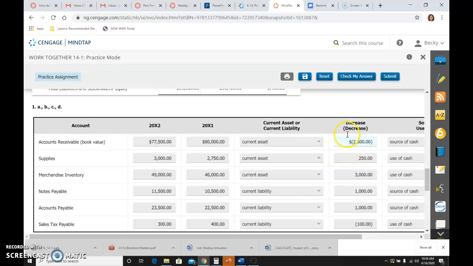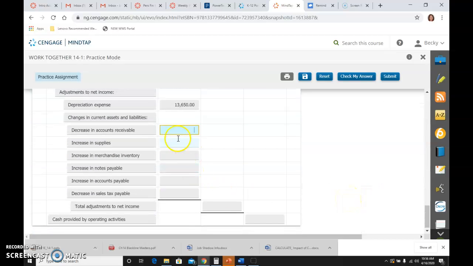And then those changes, increases and decreases, $2,500, $250, $3,000. Those are going to come down here to the statement of cash flow. So again, a decrease in accounts receivable is a source. Sources are listed as positive numbers. An increase in supplies is a use. An increase in merchandise inventory, also a use, which means I should have negatives in front of them. Sorry, I forgot.